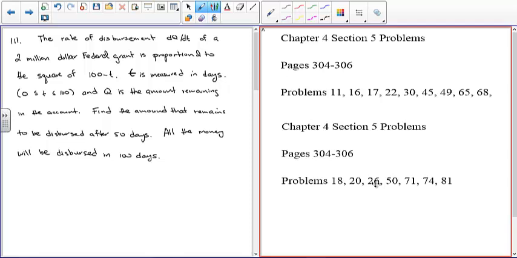And the reason there's so many problems is because it's super critical to understand this procedure because we're going to be doing it again and again and again and again and again.